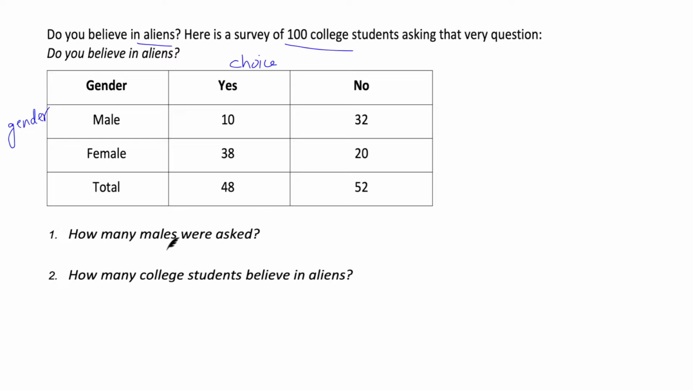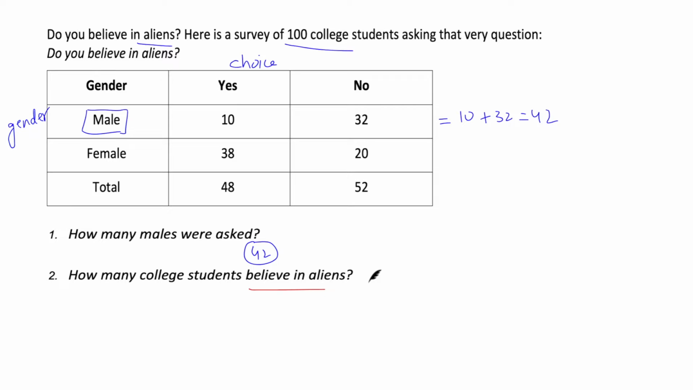The first question is, how many males were asked? So we are looking at this row. How many males were asked? 10 said yes and 32 said no. So the total number of males is 10 plus 32, that is 42. That's the answer to this question. 42 males were asked.